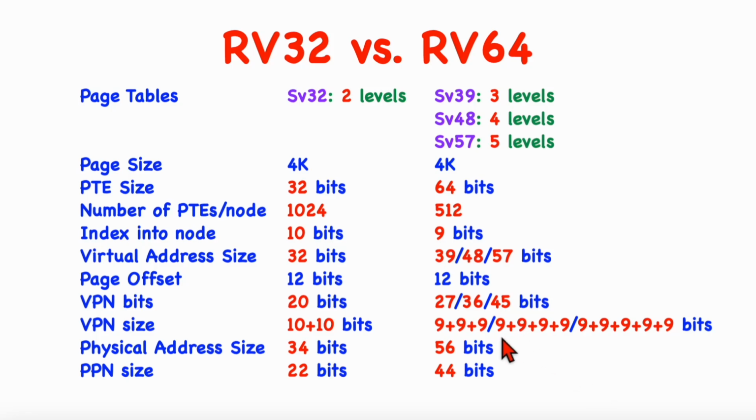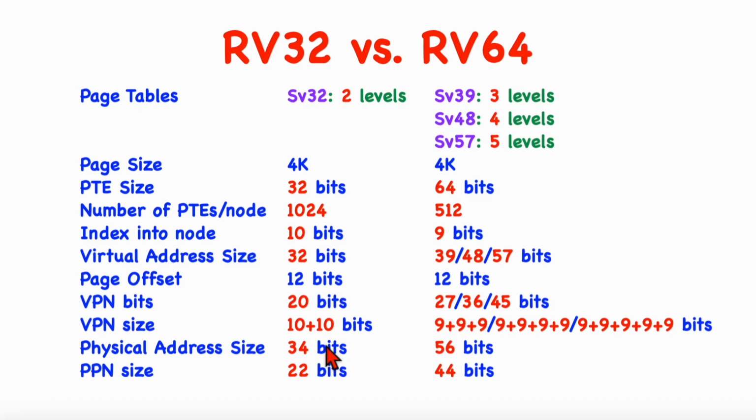With Sv48, we now need 4 indexes. 9 plus 9 plus 9 plus 9 gives a 36-bit virtual page number, and then adding in 12 bits for the offset gives us the 48-bit virtual address. Finally, with Sv57, we have 5 indexes. So 5 times 9 is 45, plus 12 bits for the offset gives the 57-bit virtual address. With all these 9s, you can now see why RISC-V uses those somewhat unusual numbers, 39, 48, and 57.